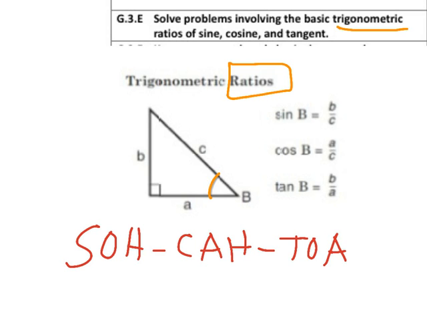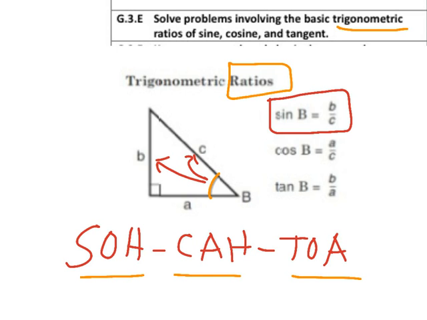So if you're talking about the opposite side over the hypotenuse, that is called sine. Opposite over hypotenuse. So down on the bottom here I have this little saying, SOH CAH TOA, and if you look at the first one, sine is the opposite over hypotenuse. A little mnemonic device to help you remember these ratios.